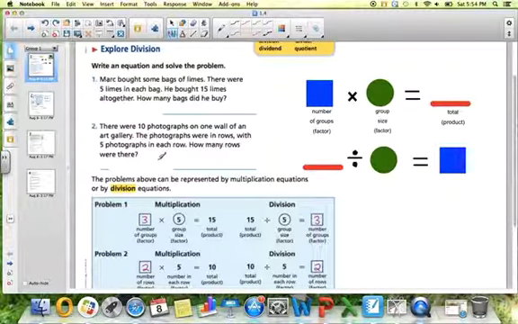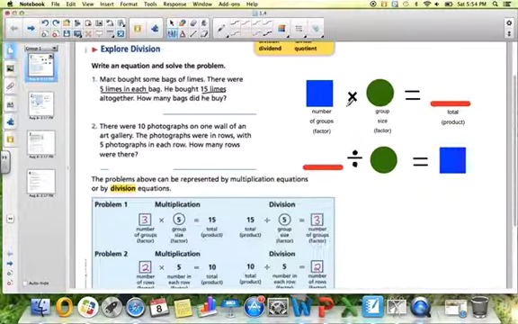Okay, so number 1, Mark bought some bags of limes. There were 5 limes in each bag. He bought 15 limes altogether. How many bags did he buy? So let's underline. We know that there were 5 limes in each bag, and he had 15 altogether. So we know the total over here. We'll look at this. It's just a basic outline.